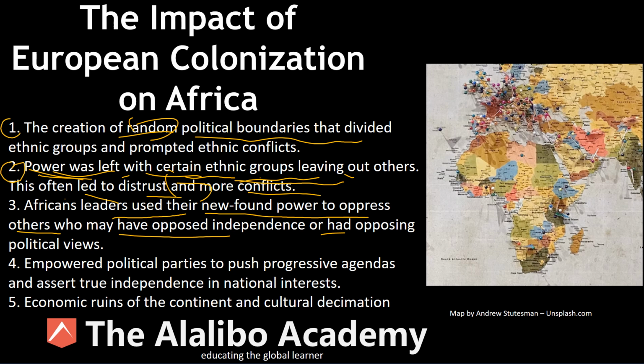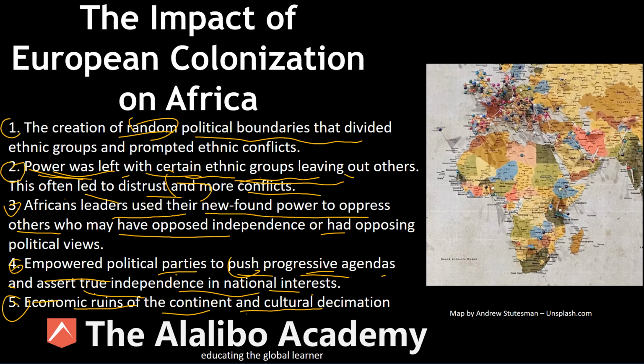And again, we have many examples. Nigeria is one good example, with ethnicities going against each other based on religious grounds and based on ethnic grounds and so forth. African leaders used their newfound power to oppress others who may have opposed independence, or simply had different opposing views, political views, economic views, societal views, even religious views.